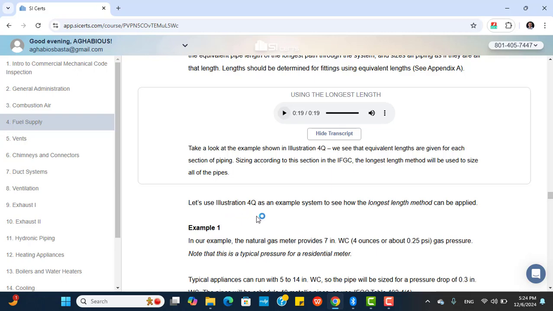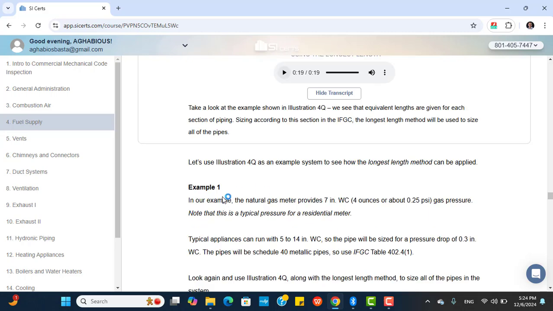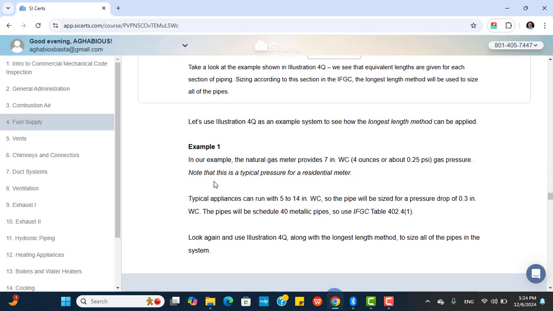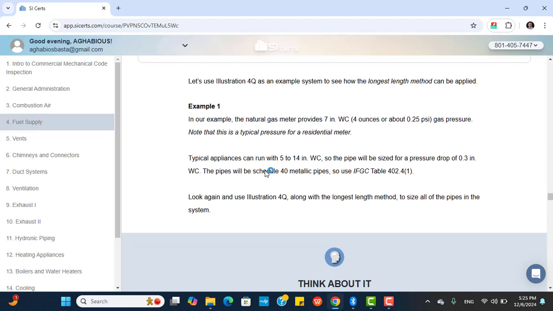Let's use illustration 4Q as an example system to see how the longest length method can be applied. Example 1. In our example, the natural gas meter provides 7-inch water column. It means 4 ounces or about 0.25 psi gas pressure. Note that this is a typical pressure for a residential meter. So for a residential meter, we will use this: 7-inch water column, 4 ounces or about 0.25 psi.